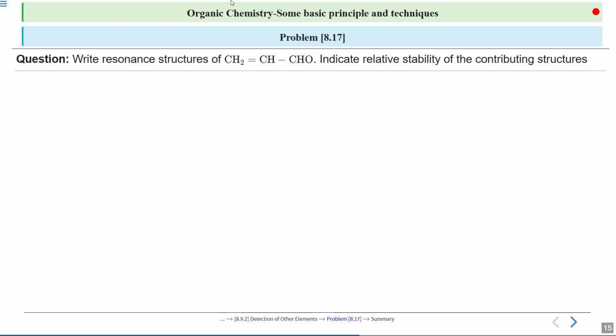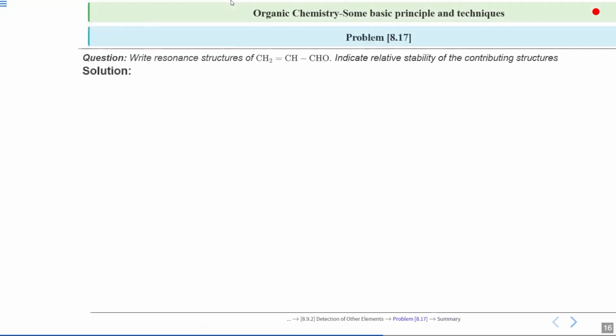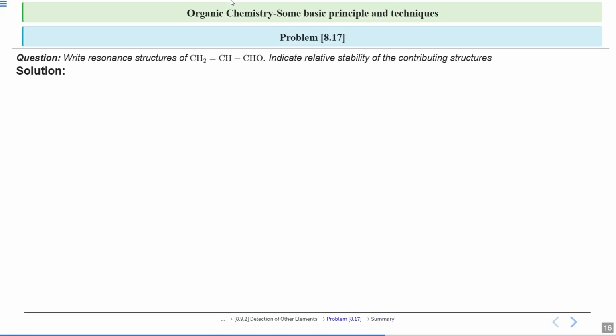Next, we have some questions here. You have to write the resonating structure for the given compound, which is CH2=CH-CHO, and you have to indicate the relative stability of the contributing structures. How will we do this? So first, look at the structure of the given compound. This molecule consists of a carbon-carbon double bond and an aldehyde group. Now, recognizing these functional groups is important as they influence the molecule's behavior.